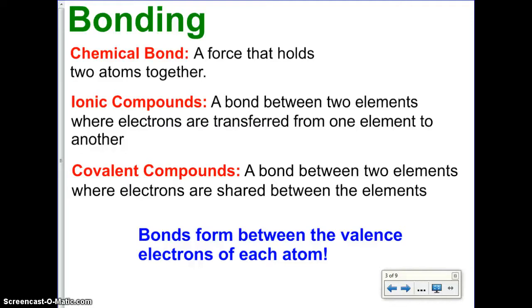Covalent bonds, the electrons are shared in this case and not transferred, meaning there's no charges here. They're just straight, simple elements sharing electrons. Okay? Either way we look at this, everything is based off of the valence electrons and nothing else.